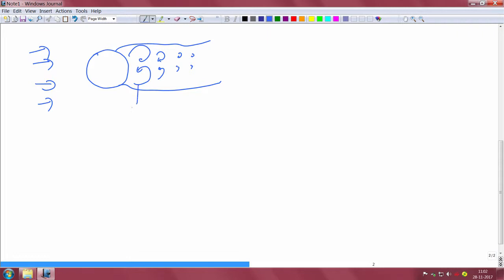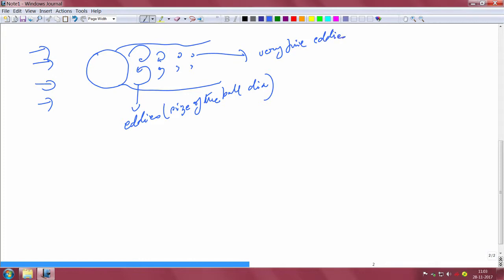So, basically some eddies, maybe from the size of the ball, if this is a ball, the ball diameter, and these can be very fine eddies. So, in the wake region, if you have a camera and if you have that insight, you can actually see eddies of different sizes, from the size of the ball to very small sizes. Okay. So, this leads to the idea of this cascading theory of turbulence.